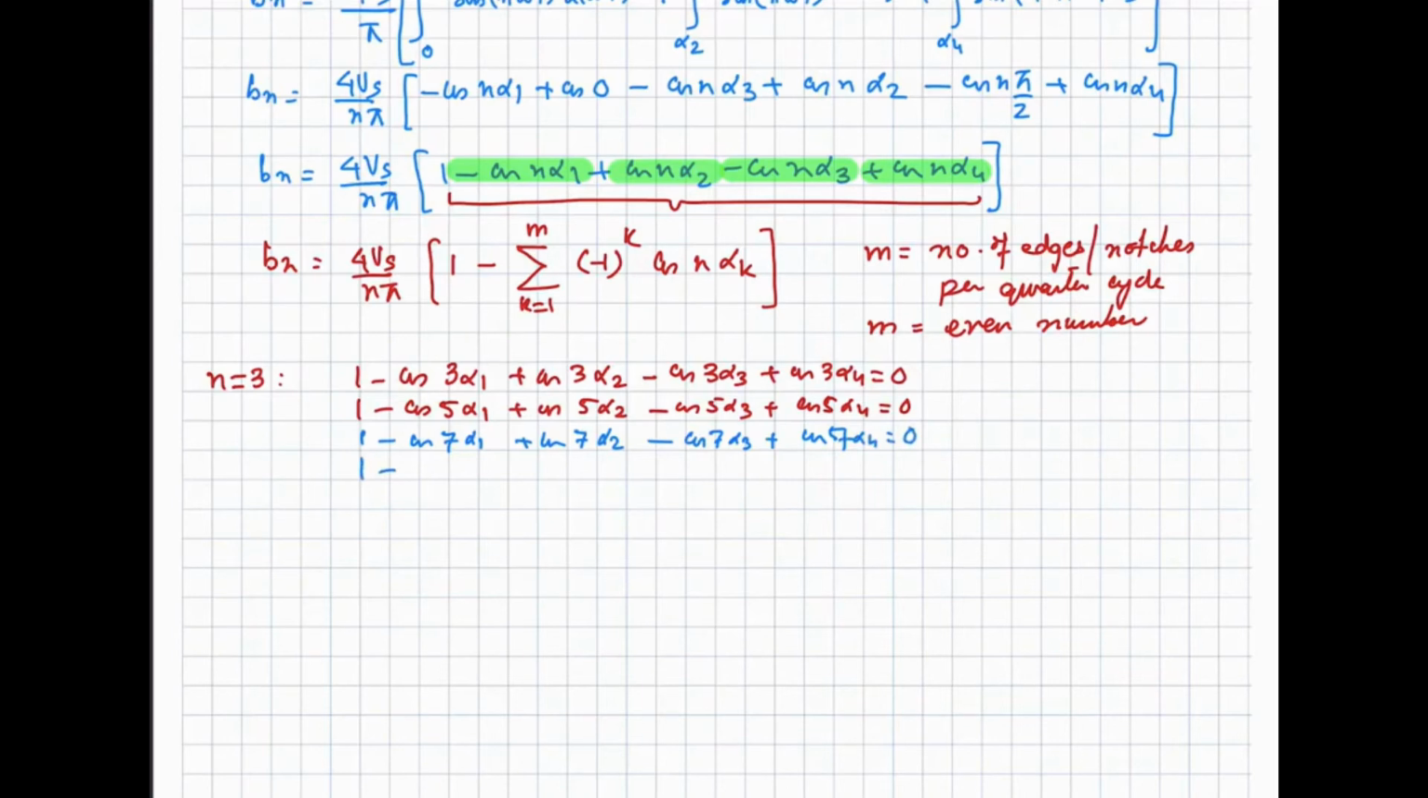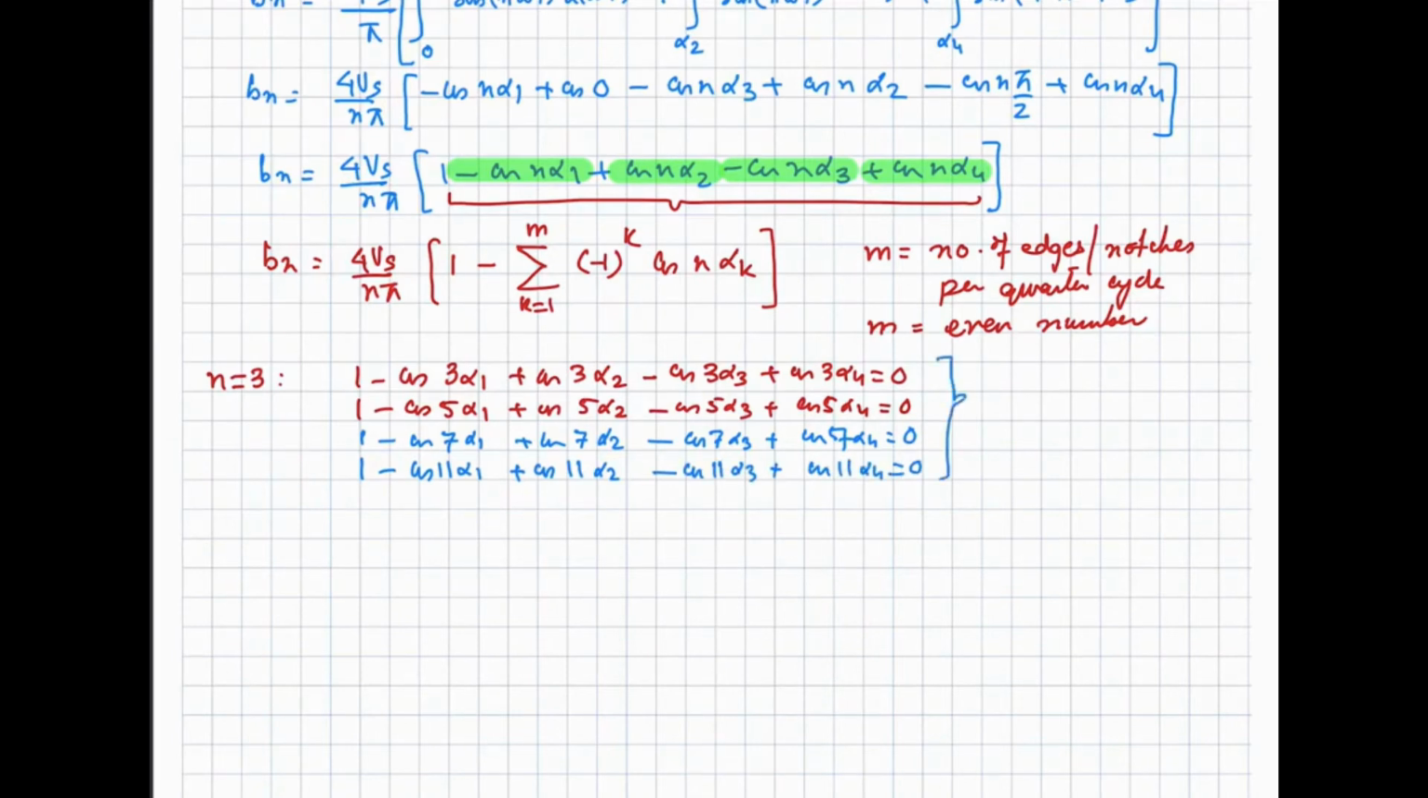And for the ninth harmonic, but ninth is a multiple of the third harmonic, that will be cancelled out by the cancellation of the third harmonic. So I am going to consider the 11th harmonic, 1 minus cos 11 alpha 1 plus cos 11 alpha 2 minus cos 11 alpha 3 plus cos 11 alpha 4, that should be equal to 0.